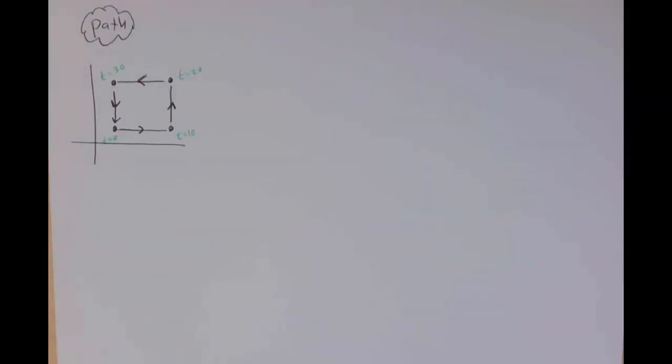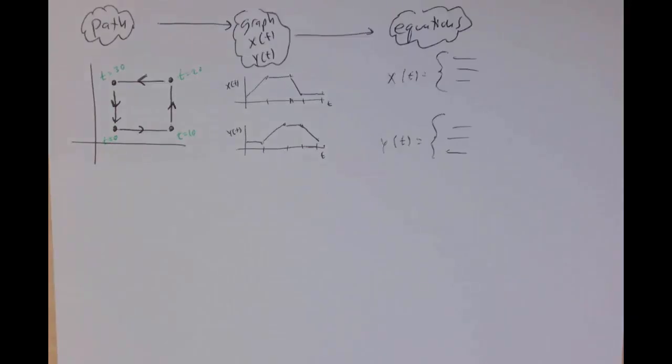So our solution strategy to find equations for this was to start by graphing the x position and the y position separately as functions of time. And that let us use a tool that we already knew, parametric equations, piecewise defined functions, to write the equations. In this video, we're going to go the other direction.